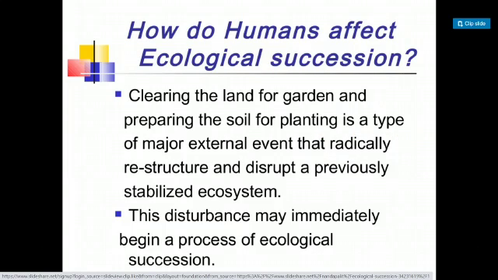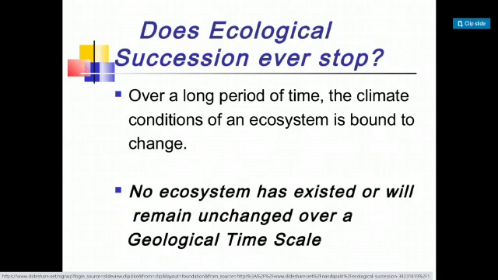Now see, students, how human activities can affect ecological succession. Clearing the land for a garden and preparing the soil for planting is a type of major external event that readily restructures and disrupts a previously stabilized ecosystem. This disturbance may immediately begin a process of ecological succession. Over a long period of time, the climate conditions of an ecosystem are bound to change. So no ecosystem has existed or will remain unchanged over a geological timescale.